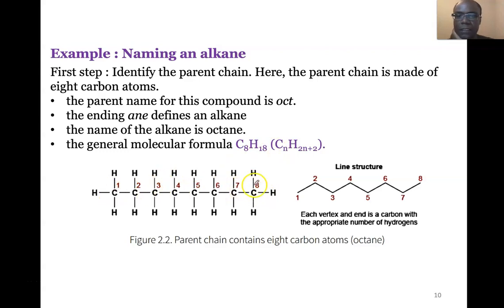This one has 8 carbons. So if you go by the formula CnH2n+2, C8, 8 times 2 plus 2, you're going to get C8H18, 18 hydrogens. If you count these hydrogens, they're 18. If you don't want to show the hydrogens, you need to draw the line angle structure. Then this is what you will do. Remember, there's a carbon at every end, and the hydrogens are implied. They are not shown for clarity.